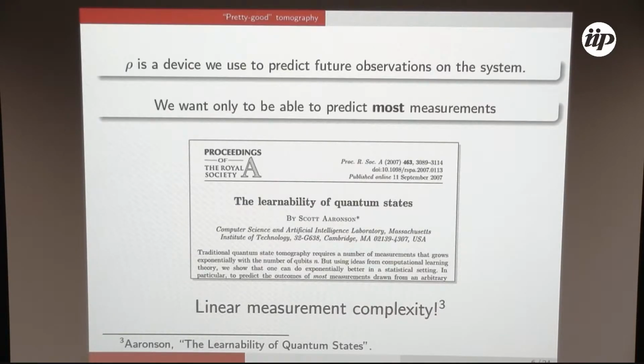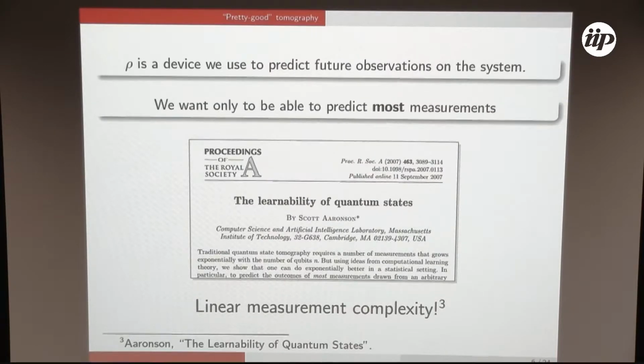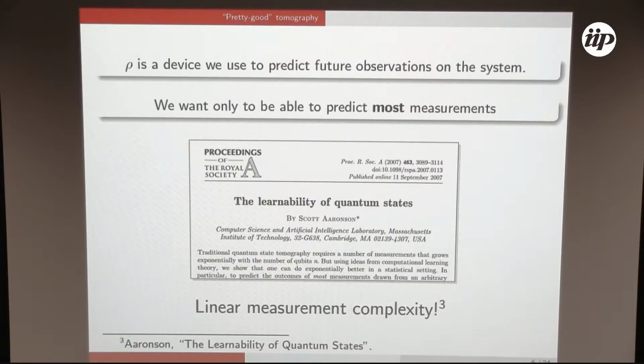So what if we ask our procedure not to predict all the measurements we do on the state, but to predict only most measurements? Well, if we do that, there's a nice result published in this paper, which dates back to 2007 from Scott Aaronson, in which he proved that you can do this with linear measurement complexity, so with just a number of measurements that scales linearly with the number of qubits.